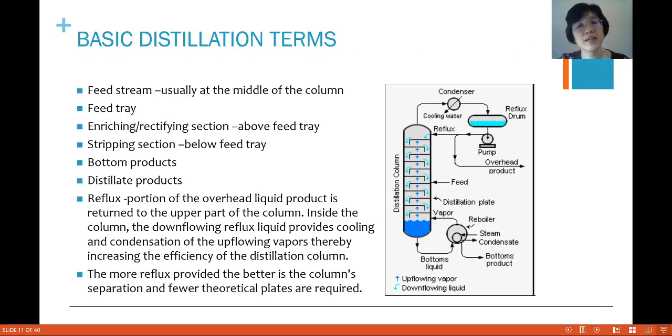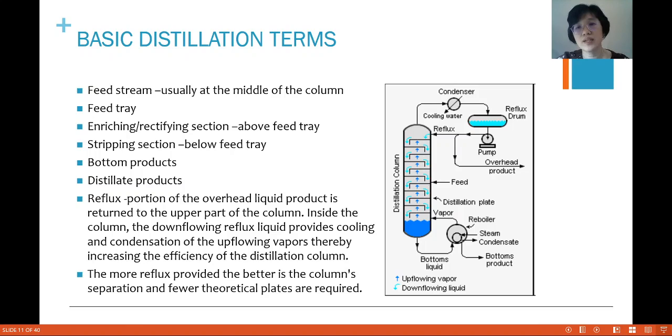These are some basic distillation terms. Based on the diagram given on your right, we have feed here. The feed stream is usually fed into the column at the middle of the column. Then the tray where we introduce the feed, we call it the feed tray.